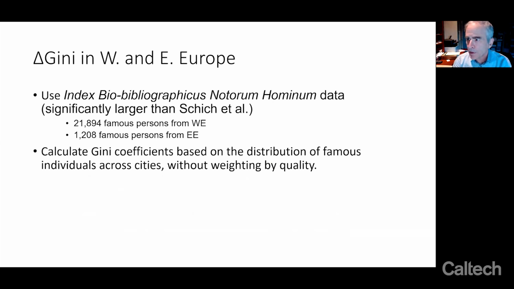So we also took a second tack and went back to looking at these Gini coefficients in Western and Eastern Europe only. And here we found another data set, which is significantly larger than Schich et al.'s and was conveniently coded by Delacroix and a co-author. Here we have 21,000 famous persons from Western Europe. And more importantly, we double our sample size from the non-West, but here they're all from Eastern Europe. So we're going to again calculate a Gini coefficient based on the distribution of these famous individuals across the cities in their respective regions, this time without weighting by quality.